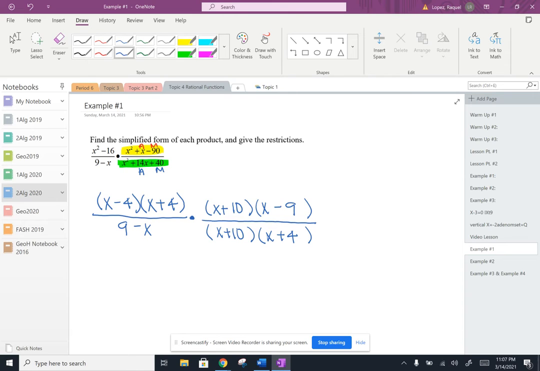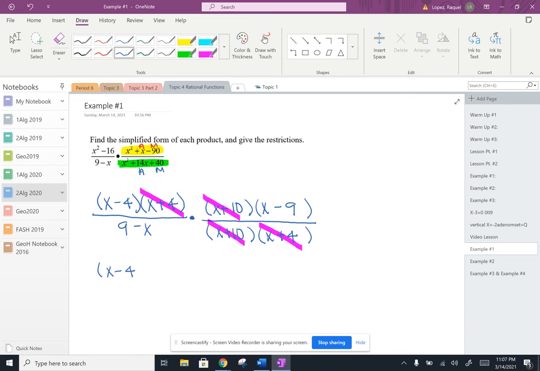Now that I've factored everything out, I want to see what I can start canceling. Remember, I can only cancel if I have the same thing in the numerator and in the denominator. I notice that I've got an x plus 4 in my numerator and an x plus 4 in my denominator, so those can cancel out. I also see that I have an x plus 10 in my numerator here and an x plus 10 in my denominator here, so I can cancel that out. It's okay that they're in the same fraction. Let's clean this up a little bit.